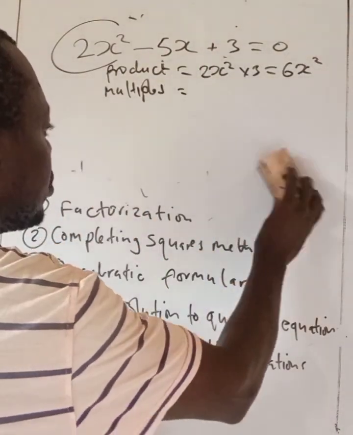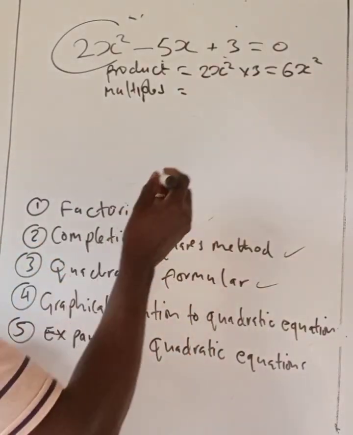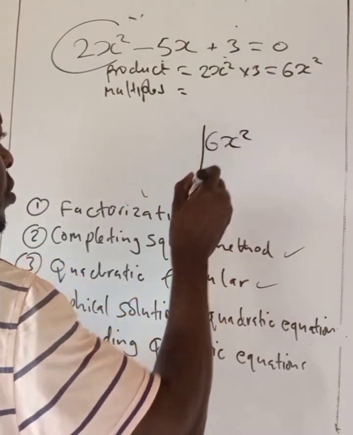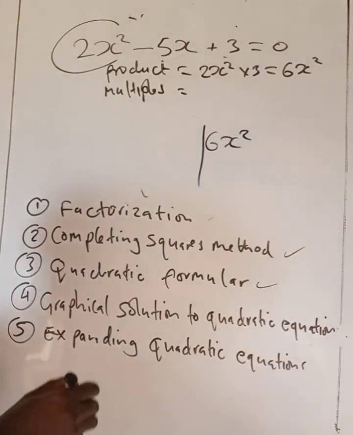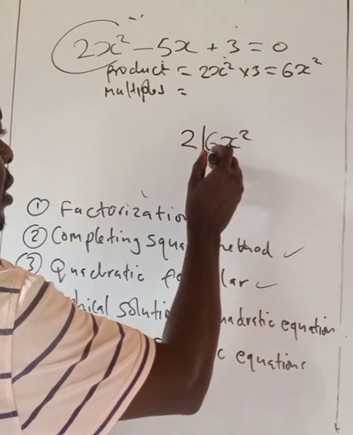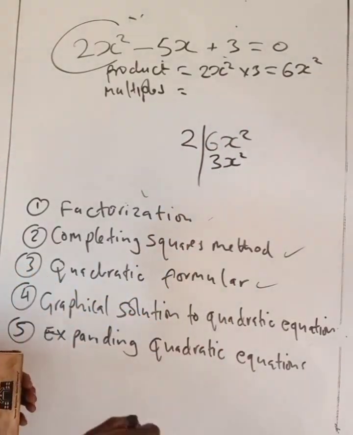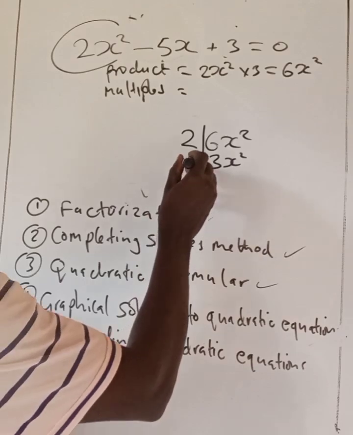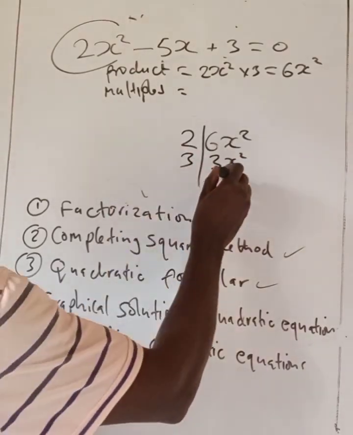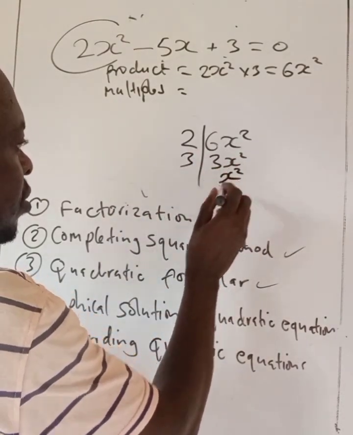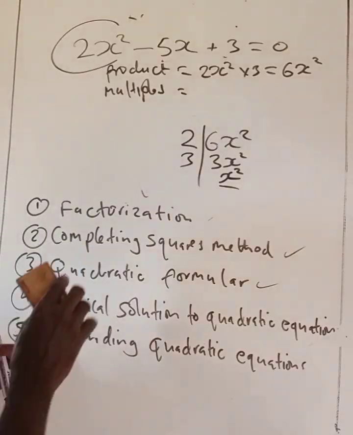Now, to get the multiples of 6x squared, we need to get the prime factors of 6x squared. The smallest prime factor is 2. 6x squared divided by 2, we have 3x squared. The other smallest factor is 3. 3x squared divided by 3, we get x squared. Let's not get the prime factors of x squared for the time being.